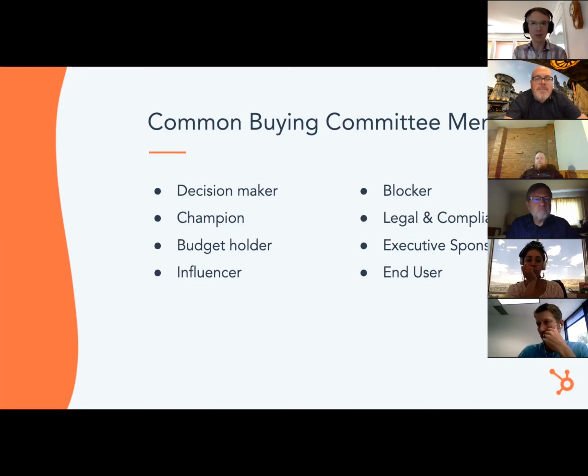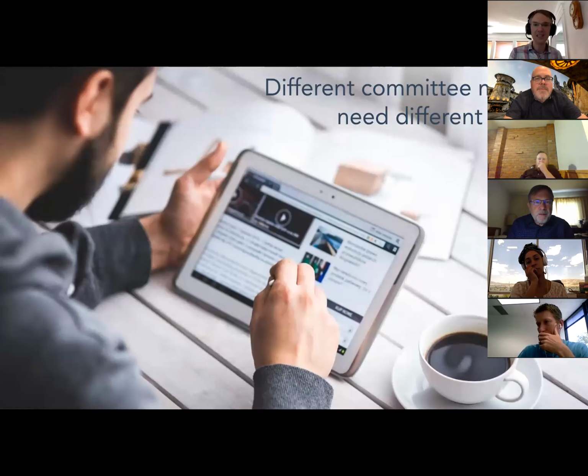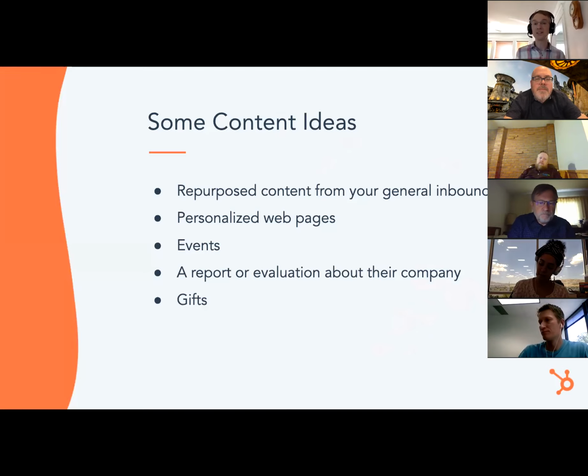Know which of these people is most likely to stand in the way. You really want to spend time on your blockers and invest in winning them over, which will be a theme I come back to again. The main thing to keep in mind here is that different committee members need different content. Hopefully, you've got good content on your website. Again, inbound is that soil we're growing our trees out of.